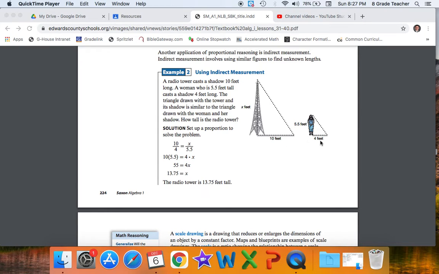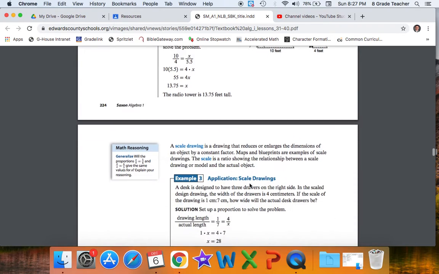Here's the example. 10 is compared to 4. So they write that as a fraction. Now you're going to compare the other unknown value, x, which is the height of the tower versus the height of the woman. And you have now your proportion set up, and the proportion has a missing value, so you're going to cross multiply and divide. They multiply 10 times 5.5 to get 55, 4 times x to get 4x, and then they divide by 4 on both sides to give you your answer of 13.75. The radio tower is 13.75 feet tall.